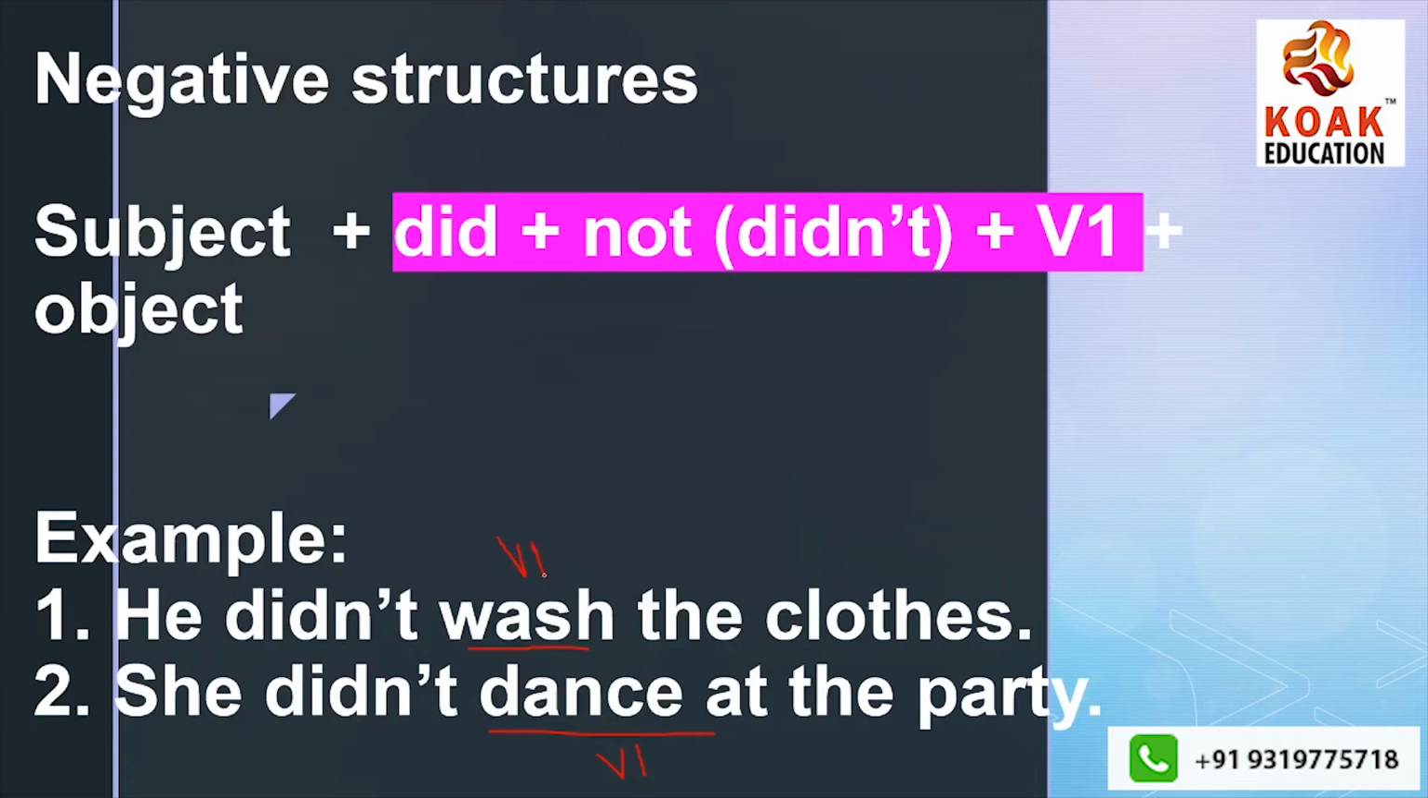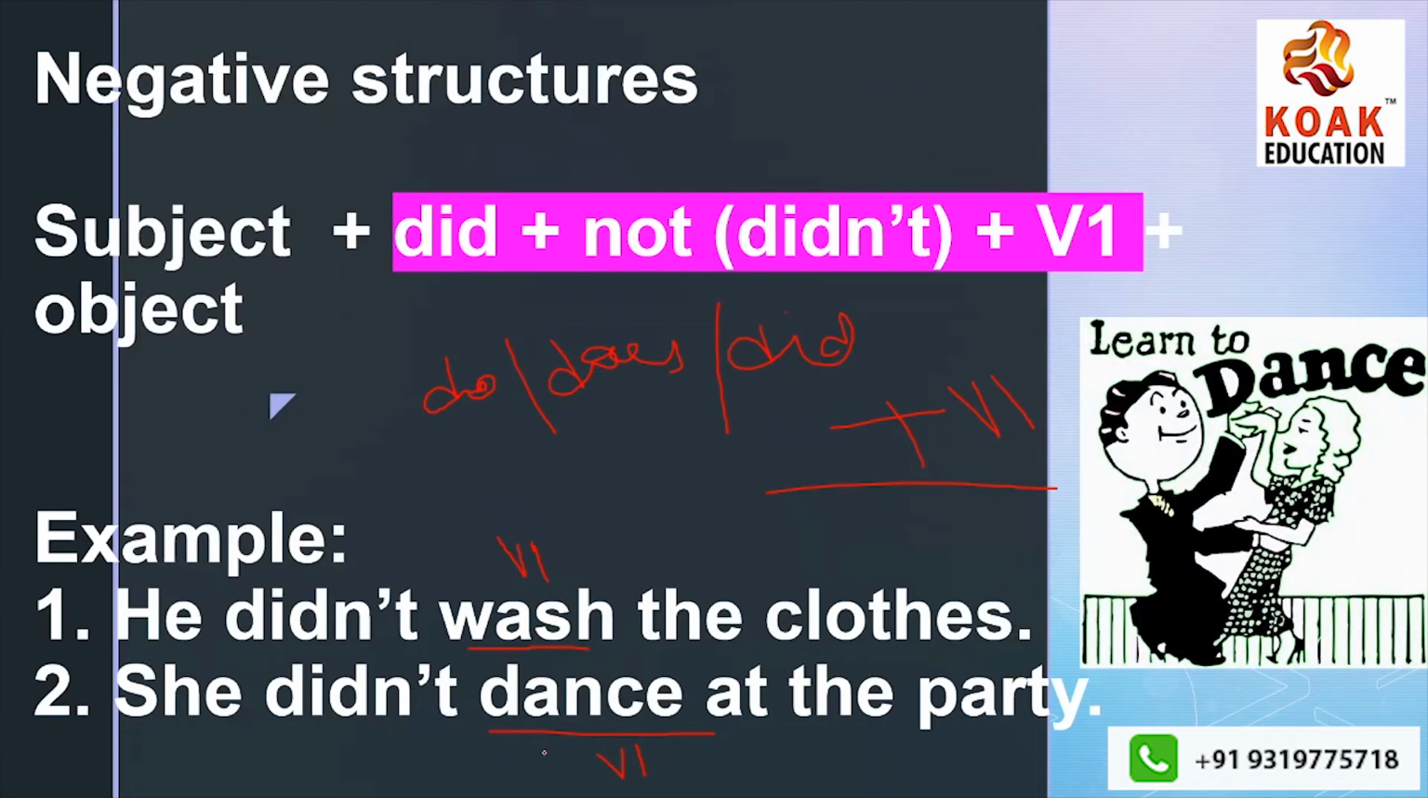Please remember this: with do, does and did, we use the first form of verb, always. So when I say he didn't wash the clothes, wash is the first form. She didn't dance at the party, again dance is the first form. Again this man is telling you, didn't dance, come, I'll teach you how to dance. So she's learning how to dance.